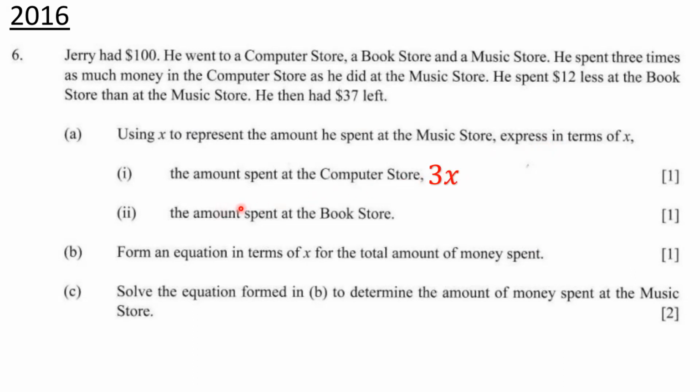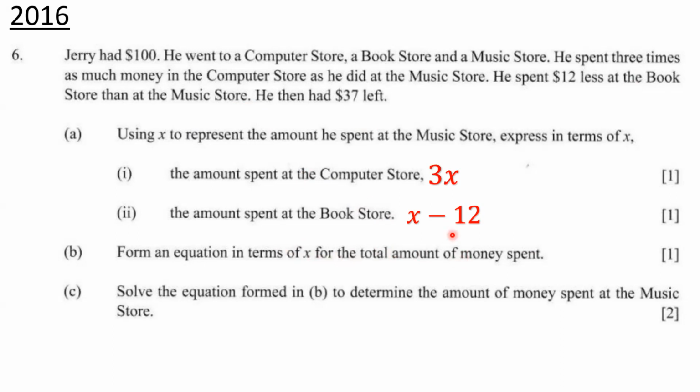Now we want to figure out the amount of money spent at the bookstore. Well, at the bookstore, he spent $12 less than he did at the music store. So it's going to be x minus 12. And it says form an equation in terms of x for the total amount of money spent.